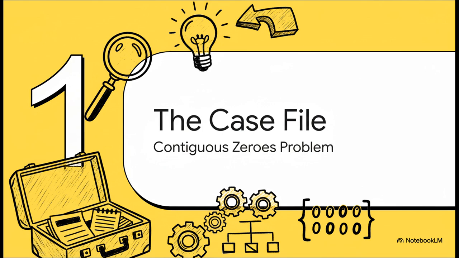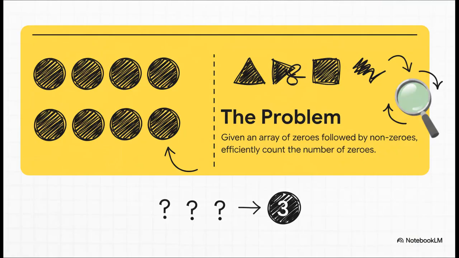Okay, let's open the case file. Like with that dictionary, knowing what we're looking for is the easy part. It's how you find it that separates the rookie from the master detective. And our case today is all about finding the smartest how. Here are the facts of the case. We're given a list of numbers, what programmers call an array. The one thing we know for sure is that this list starts with a solid block of zeros. They're all together. And right after that last zero, it's just a mix of other numbers. Our job is to pinpoint the exact count of those starting zeros.